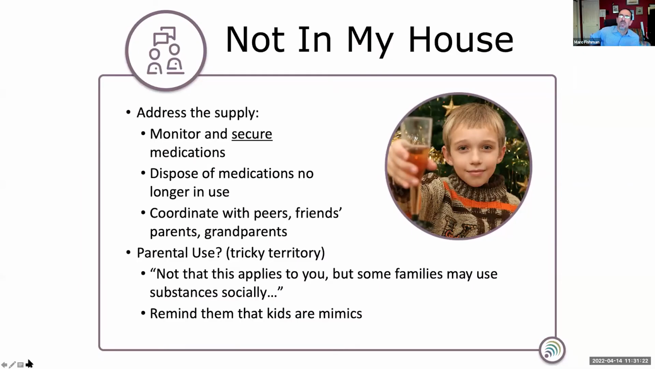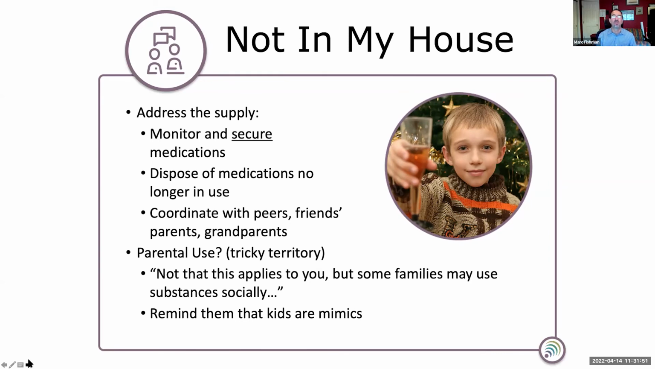Another thing that often comes up is the families have use, either as normative use, as an example, or problem use that could be contained. That's tricky, right? Because the families might find that intrusive. I didn't come here to talk about me. How dare you? You don't know me. We're here to talk about Johnny, not about me.